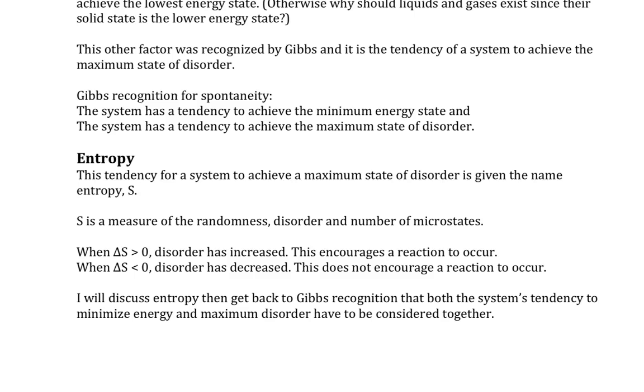Now our next section is entropy, and that's where we deal with disorder and maximizing that. Entropy is the tendency for a system to achieve a maximum state of disorder. So the tendency for a system to achieve this maximum state of disorder is what happens, and this state of order or disorder is called the entropy of the system, and it's given the symbol S. Kind of like enthalpy has the symbol H, entropy has the symbol S. Enthalpy has to do with energy, entropy has to do with disorder. S, entropy, is a measure of the randomness, the disorder, the number of microstates.